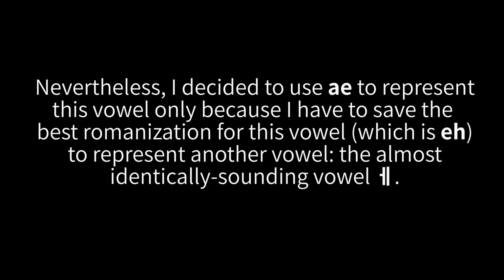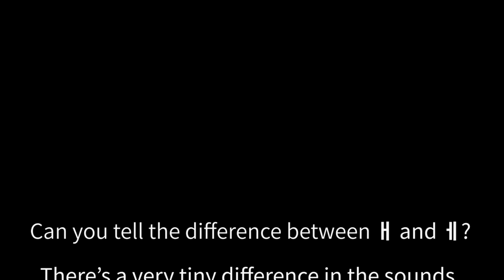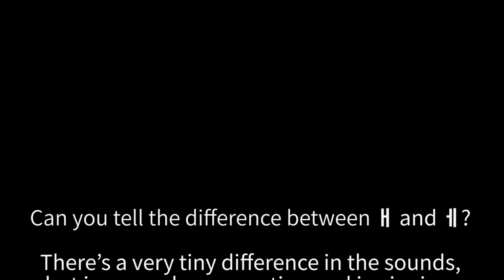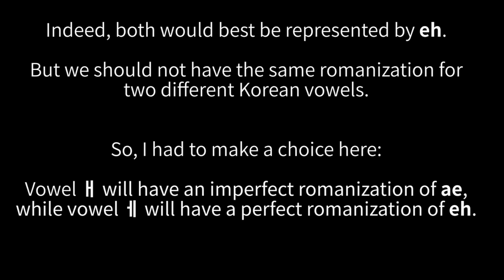Nevertheless, I decided to use AE to represent this vowel only because I have to save the best romanization for this vowel, which is EH, to represent another vowel, the almost identically sounding e. Can you tell the difference between the two? There's a very tiny difference in the sounds, but when these vowels are pronounced during normal conversation or when singing, there is virtually no difference in the sounds.